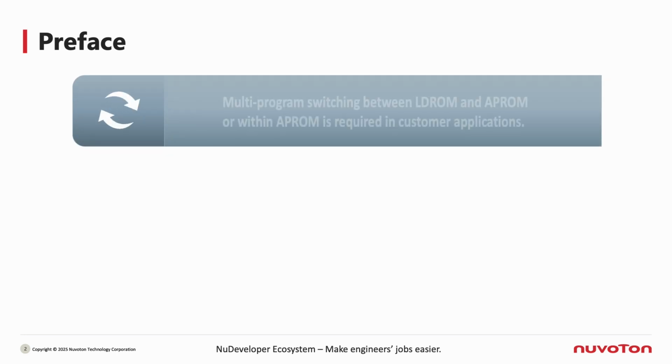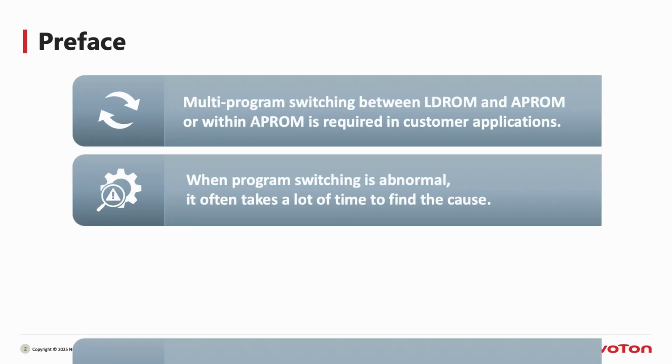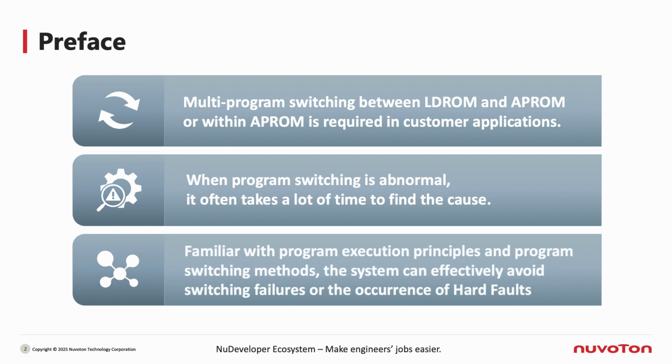In customer applications, it is often necessary to switch between multiple programs, for example, between LDROM and APROM, or even within APROM. Whenever a program switching error occurs, it often takes a lot of time to identify the root cause, and developers may lack a clear direction for troubleshooting. By being familiar with the principles of program loading and execution and understanding which program switching methods the current chip supports, you can achieve reliable program switching and avoid issues such as switching failures, unexpected jumps, hard faults immediately after switching, or hard faults triggered by interrupts.